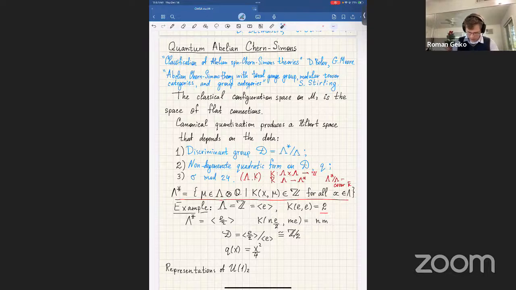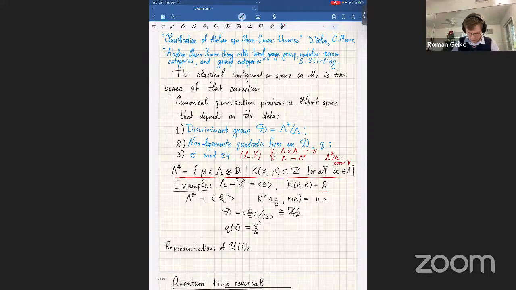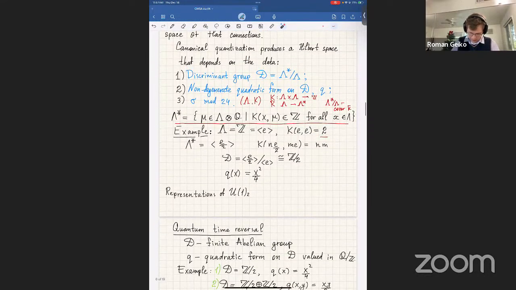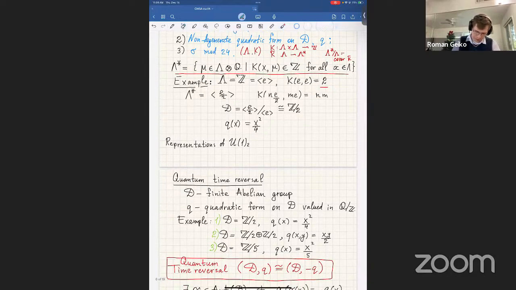All right. And of course, these two elements of the discriminant group, we know that these are integrable representations of highest weight of U(1) level 2. So this is a modular tensor category with two simple objects. All right. So the quantum data for bosonic abelian Chern-Simons is a finite abelian group equipped with a quadratic form. And it's interesting that since this quadratic form is non-degenerate, there are not that many of them.